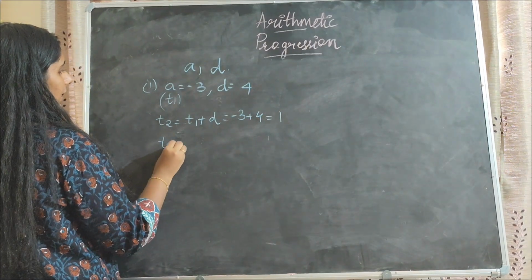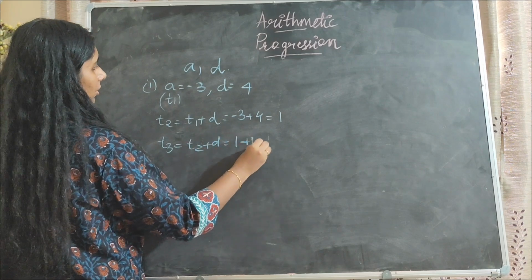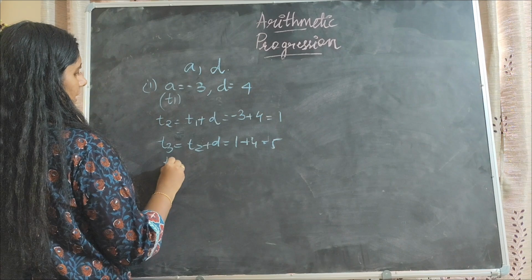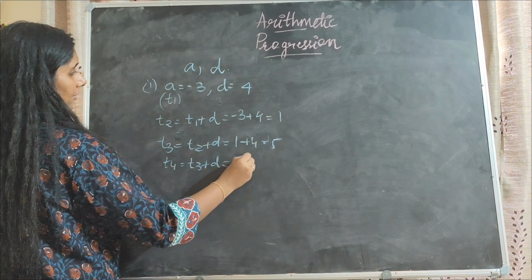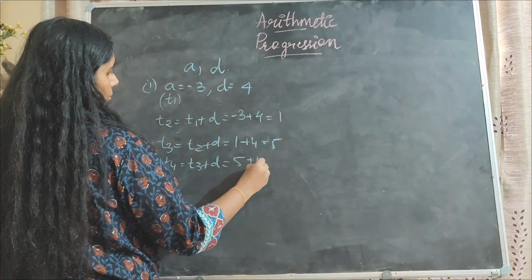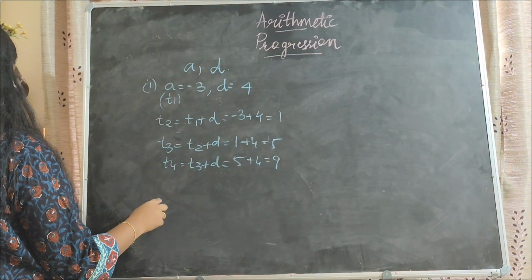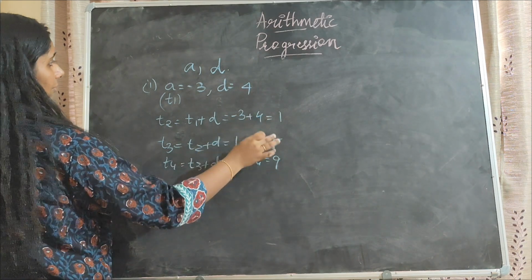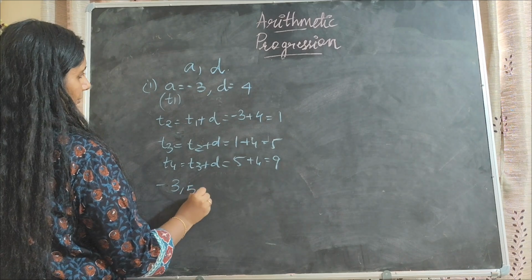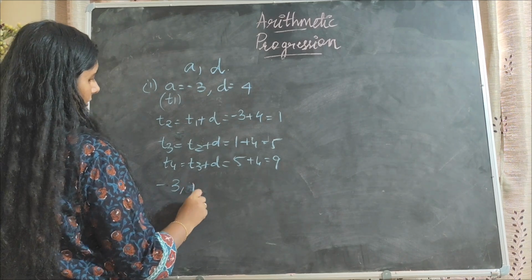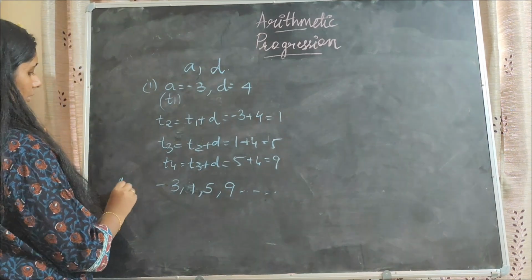Next, T3 will be T2 plus D, which will be 1 plus 4, which is 5. Next, T4 will be T3 plus D, which is 5 plus 4, which is 9. So first four terms we have got. So it is minus 3, 1, 5 and 9. So the sequence can be written as minus 3, 1, 5 and 9 and so on. This is the AP.